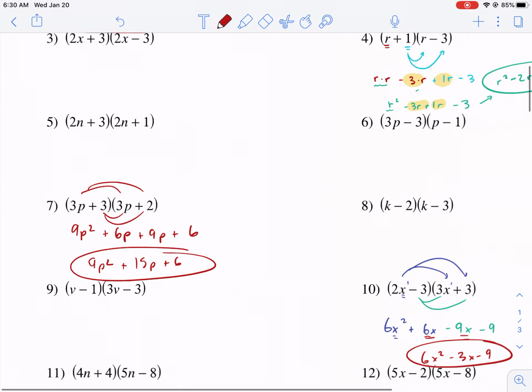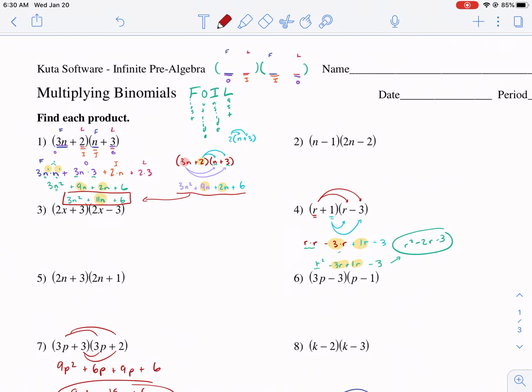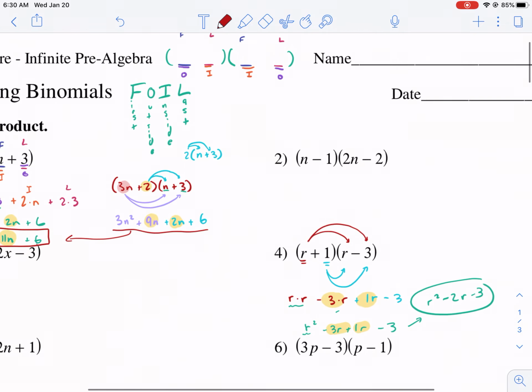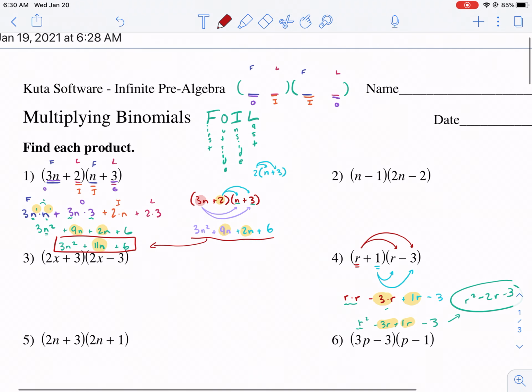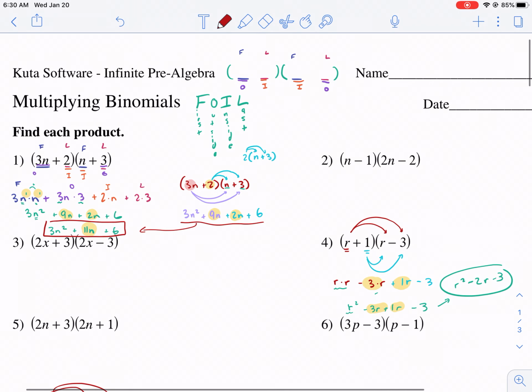Okay, I hope you guys get the idea. Hopefully you found this helpful. If you want to use FOIL, use that. I like this process a lot more. There's other ways to think of it too, by grouping this and that. I think these are the most effective methods, so I hope you took something out of this.